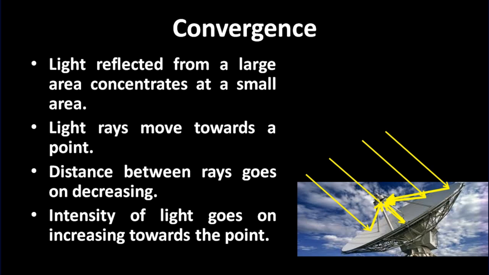What do you observe? The light rays reflected from a large area concentrate at a small area. Light rays move towards a point. When the rays move towards a point, the distance between the rays goes on decreasing. Intensity of light goes on increasing towards the point. This is what happens in convergence.